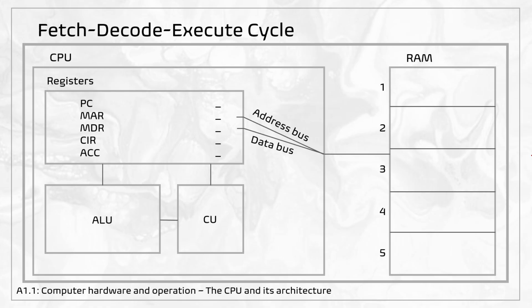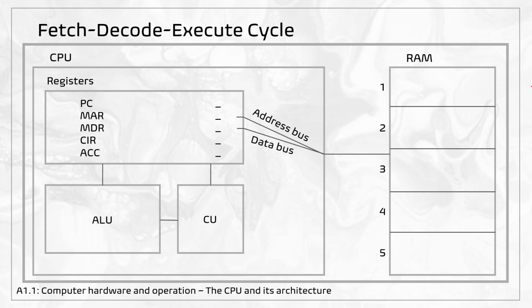The CPU gets its instructions from RAM and loops through a cycle called the fetch, decode, execute cycle. We'll talk about RAM in more detail later, but simply put, in this cycle, the CPU fetches an instruction from RAM, decodes the instruction, executes the instruction, and repeats the cycle for the next instruction in RAM.